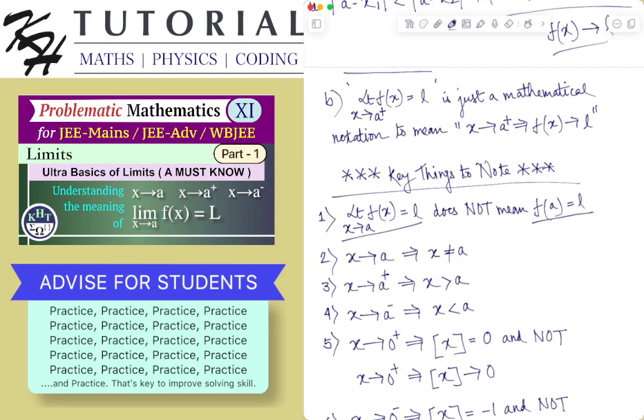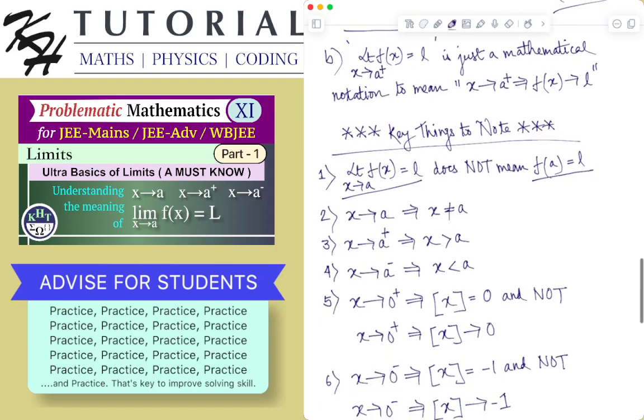Similarly, x tending to a positive definitely implies that the value of x we are considering is more than a, that is, x greater than a, and x tending to a minus implies definitely that x is less than a. Whatever value of x we are considering, it is definitely less than a. So one thing to note: when x is tending to 0 positive, which means you take any value of x which is a little more than 0, then the greatest integer function [x] will be equal to 0.